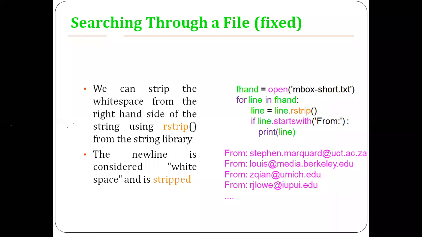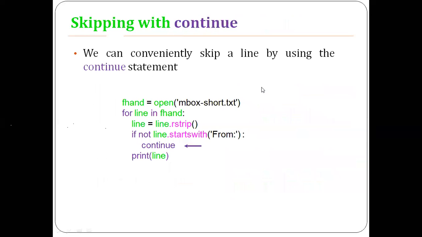And before reading each line, we are stripping the right white space. Once it is done, we check whether the line starts with "From" or not. If it starts with it, we print only those lines. Otherwise we skip and move to the next line. So this is searching through a file.